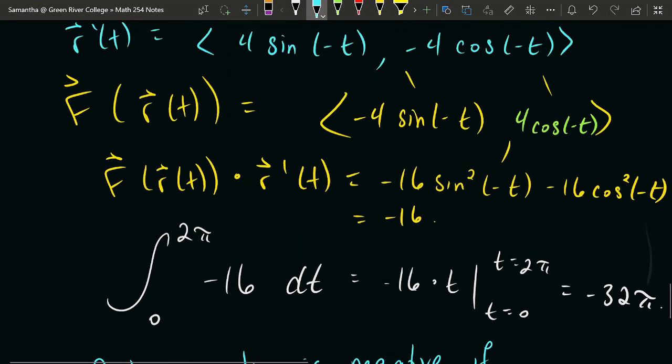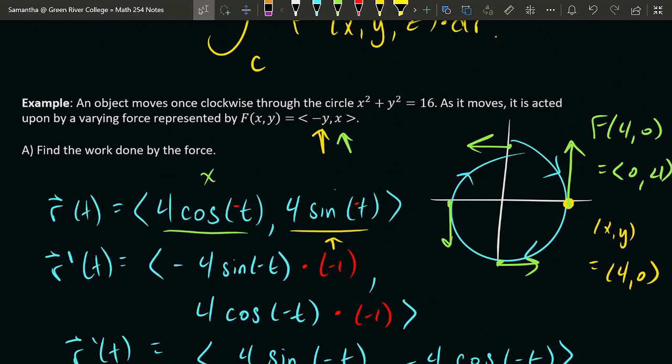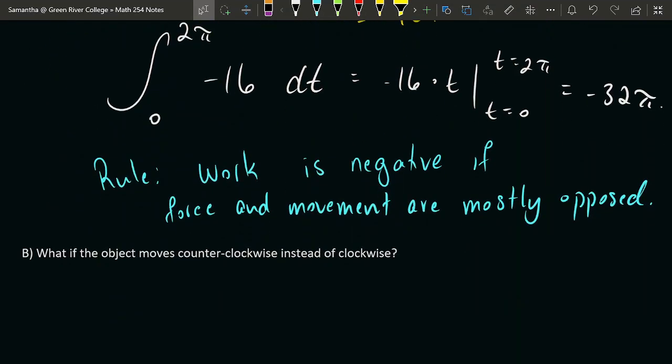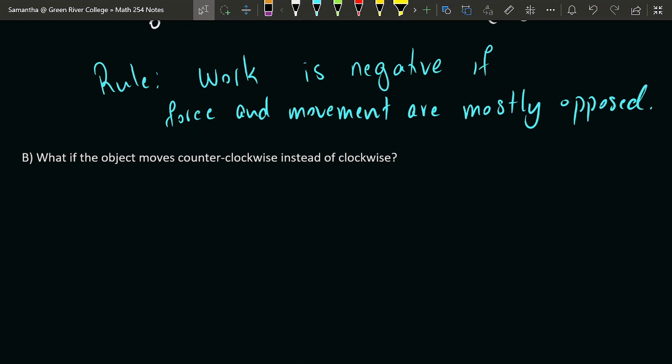So let's scroll back up. Let's have a look at our sketch and let's confirm that a negative work makes sense in this situation. And it looks like, yes, it does. The object is moving clockwise, but it looks like the forces are generally acting on the object in the counterclockwise direction. So the force and the direction of movement are pretty much opposite at every single location, and as a result, we are getting a negative work to reflect the fact that this force is going to overall act to slow this object down and decrease its kinetic energy.